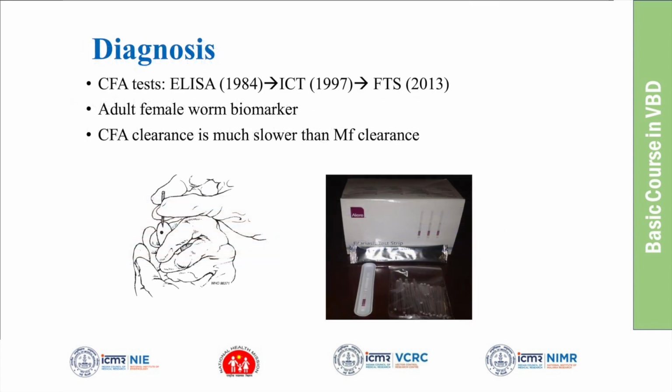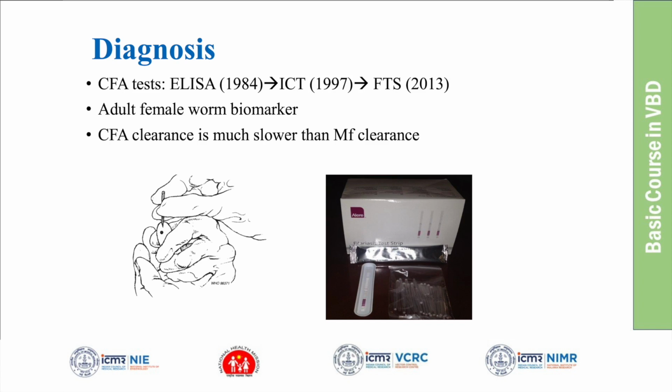The second thing is using circulating filarial antigens. Currently we are using the Filariasis test strip since 2013. Earlier to this we were using the immunochromatographic card test, and before that ELISA was used. Now we commonly use a rapid diagnostic test kit, which is basically by Abbott. It's called the Filariasis test strip. Basically it has a marker for the adult female worm.